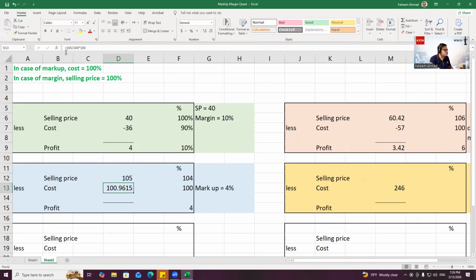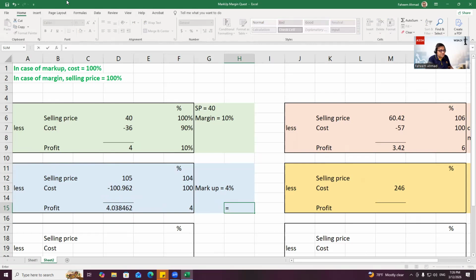So my cost should be this. And I can simply take the difference between these two numbers. That will be my profit. If you want to calculate 4% as a percentage of cost, then I can take 100.962 times 4%. So you can see it's the same number.